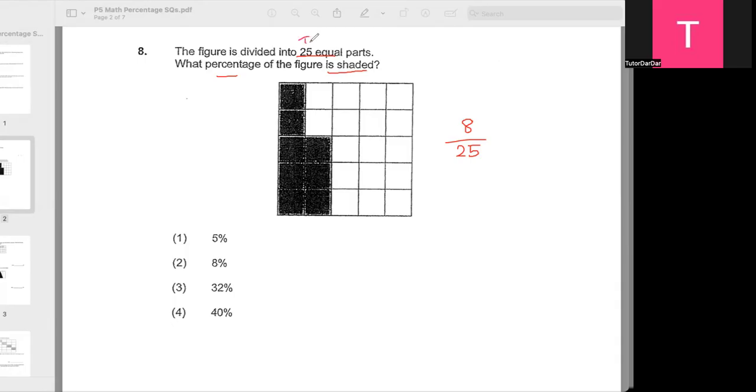So 25 is the total. So 8 over 25 multiplied by, because I want the percentage, 100%. 25 divided by 25, we get 1. Then 100 divided by 25, we get 4. So 8 times 4, 32. So the answer is 32%.